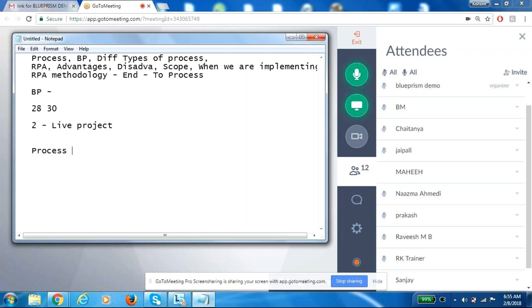So what do you mean by process? Forget about the RPA robotic process and so on, because process is the important term. In RPA, robotic process, one of the words itself is process. So what do you mean by process, Kishore? Let me give you one example, one statement. You can tell me whether it is true or false.